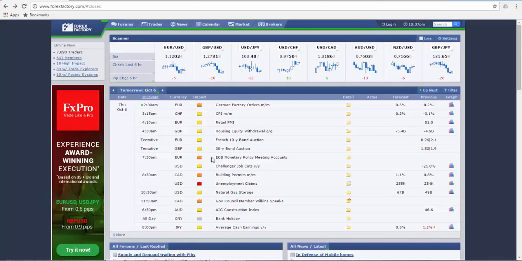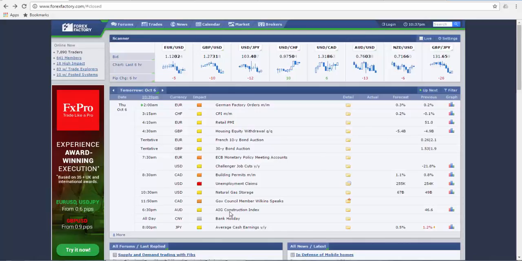One thing that we do need to pay attention to here is the ECB monetary policy meeting accounts, which will have an impact on the euro. We did see some rumors flying around where they were talking about ECB tapering of the QE program. So we may see some of that talk in the ECB policy meeting minutes, and if we see that, that will have a positive impact on the euro. So we'll watch out for any commentary in regards to the quantitative easing program.